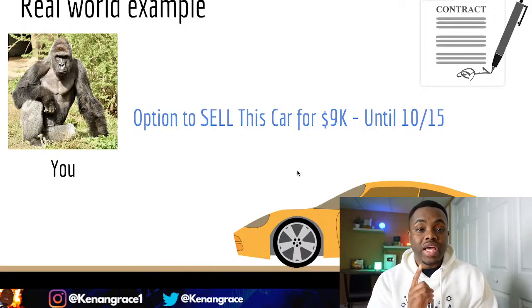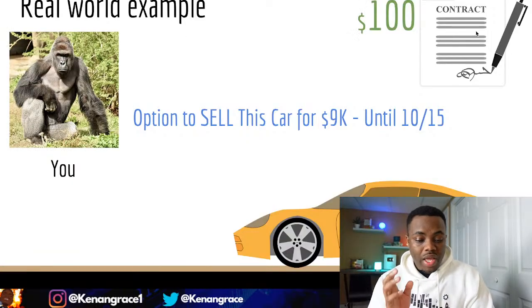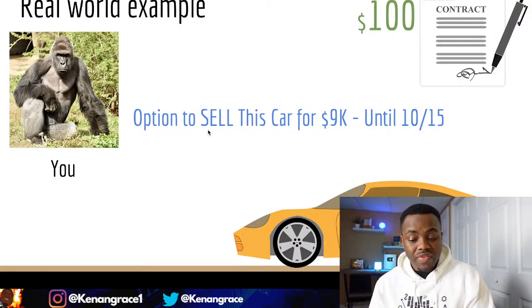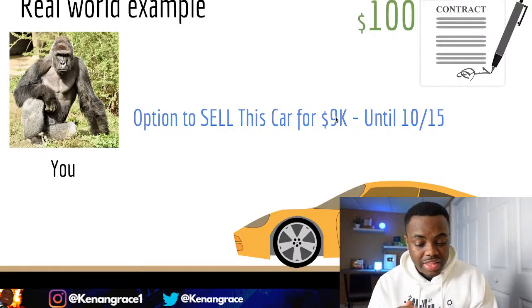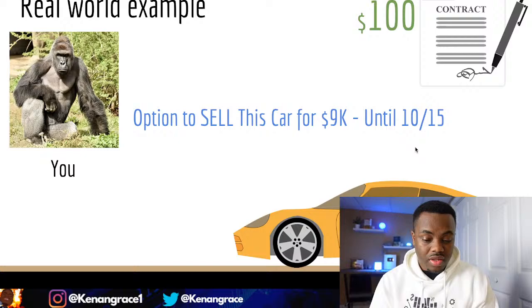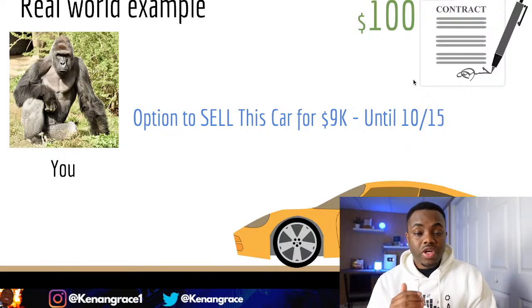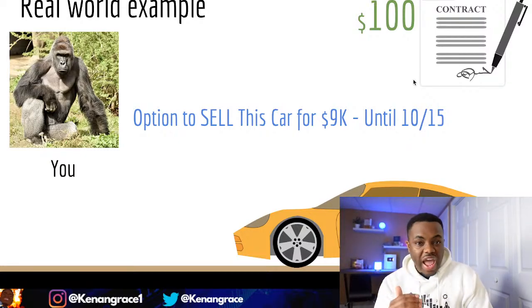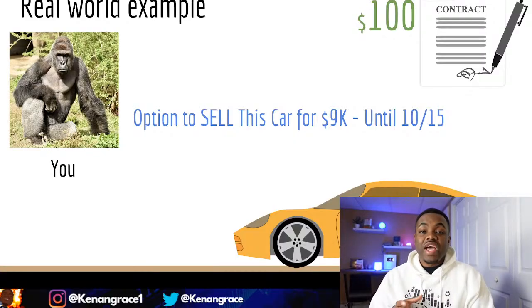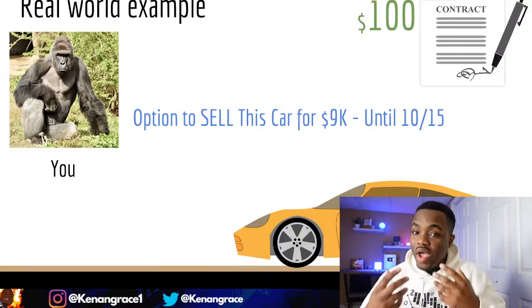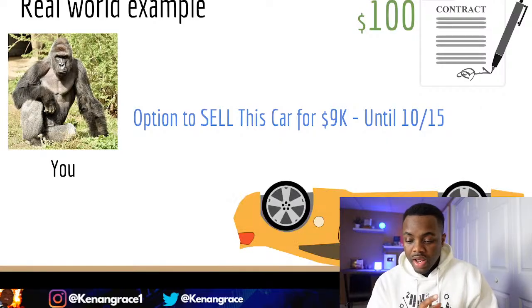But watch how it gains value. You pay $100 for this contract. And your contract again says you have the option to sell this car for $9,000 until October 15th. What are you hoping happens? You're hoping that the car crashes into oblivion. So then you have the option to still sell it for way more than it's worth, right? Now, let's keep it going.